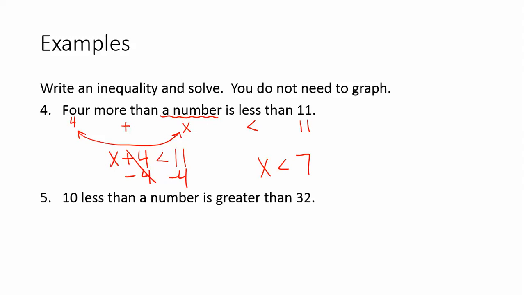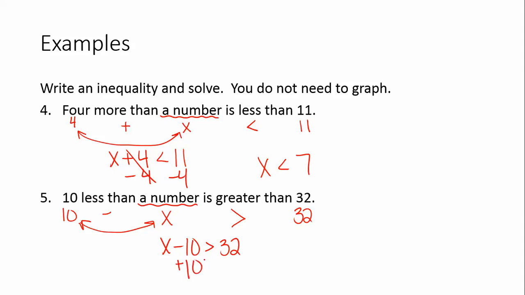Number 5 says 10 less than a number is greater than 32. So we have 10 less than means subtraction. There are the words a number again, so it's our variable. Is greater than, so that's our inequality, and then the number 32. Similar to more than, when you see less than, you also have to flip or switch the places of the two numbers. So instead of saying 10 minus x, we want to write x minus 10 is greater than 32.